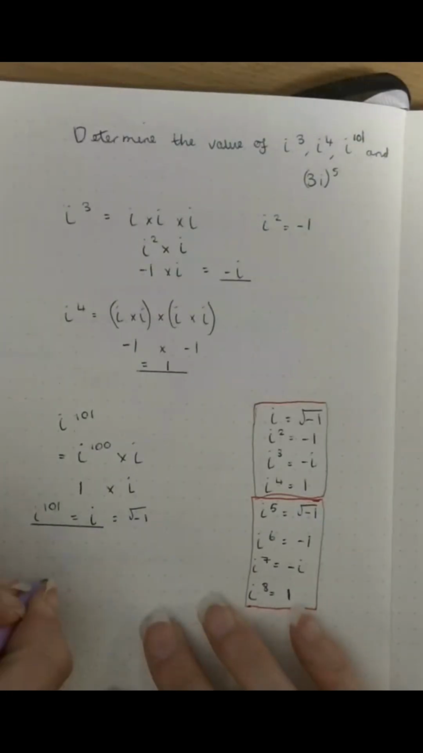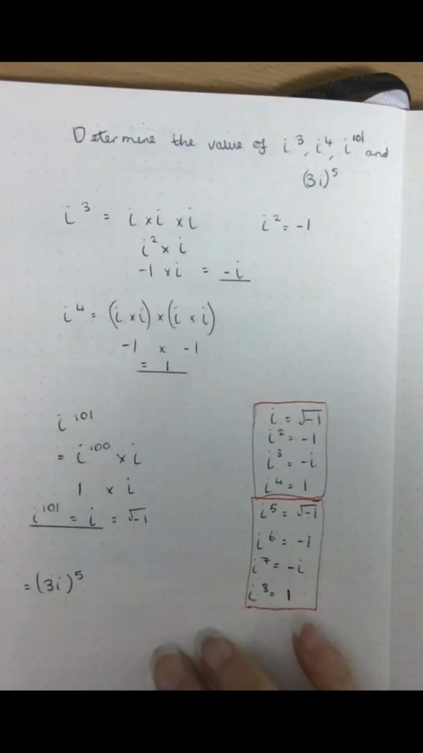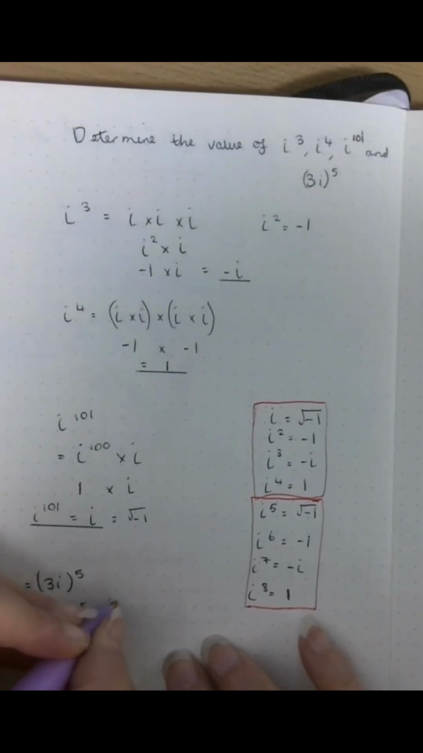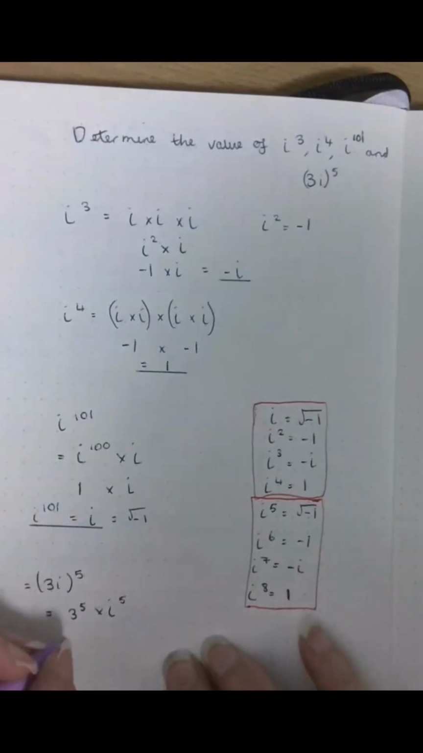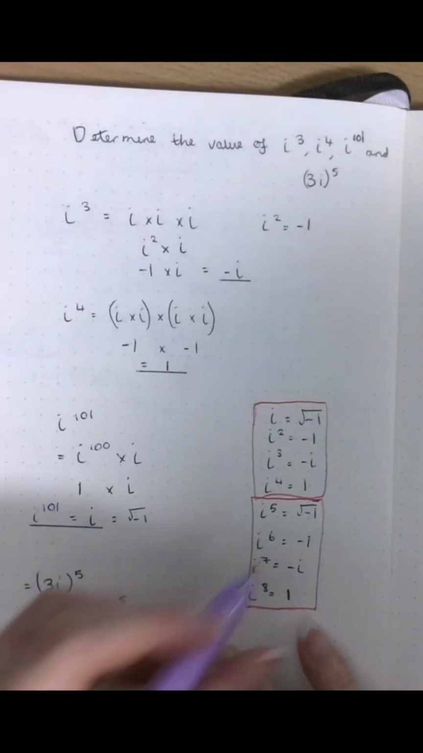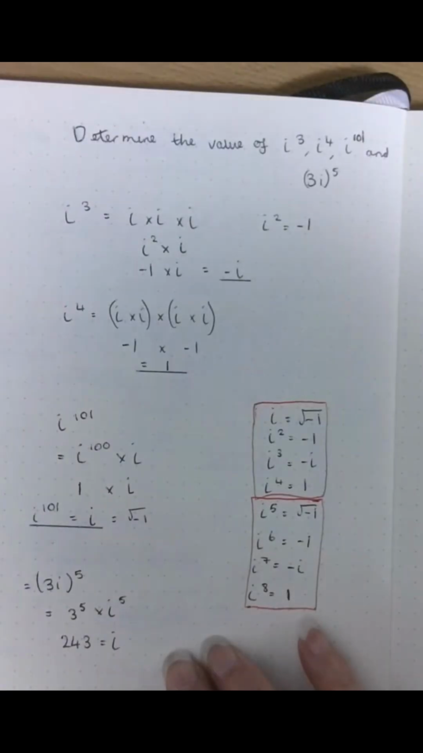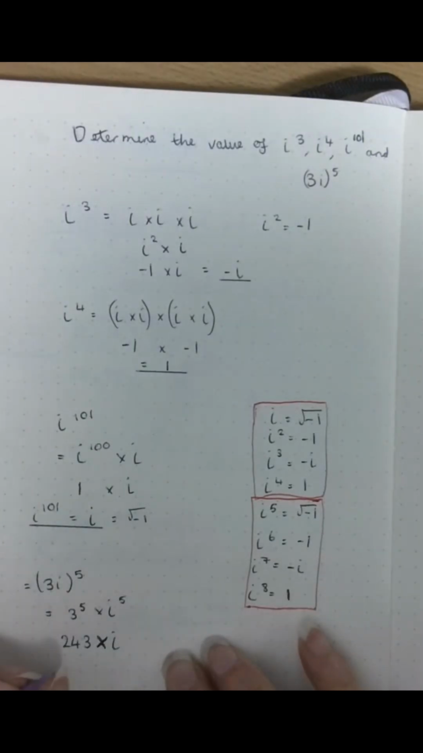Then let's do 3i to the power of 5. So for this one, I recommend you split it up in terms of the 3 and the i. So let's split that up into 3 to the power of 5, and then multiplied by i to the power of 5. 3 to the power of 5 is 243. And then i to the power of 5, we know, is just going to be the square root of negative 1, which is just i. So that whole thing becomes 243i.